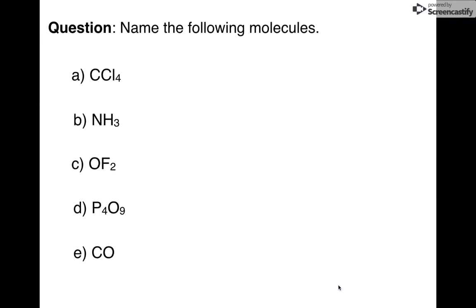So let's actually try to do this. So we have CCl4, okay? Carbon is a nonmetal. Chloride is a nonmetal. So we put them together. You get carbon because there's only one. And then we have tetrachloride. It has to end in "ide," and you have to look at what prefix that would be. So 4 chlorines or chlorides would be tetrachloride.